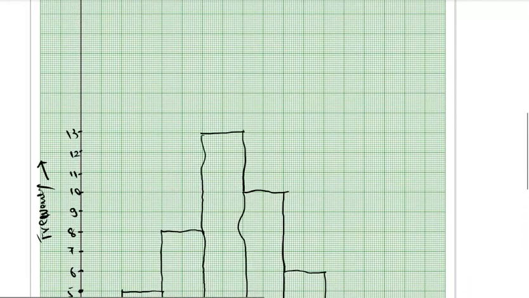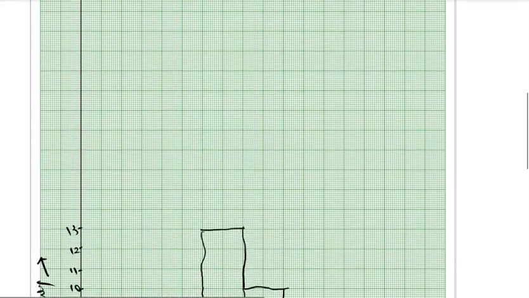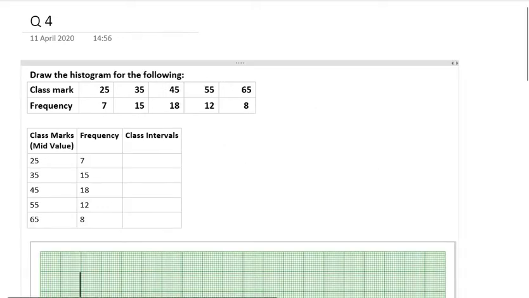So the scale looks so nice, right? So you've understood how to draw a histogram. Why I'm always saying bar graph, it's histogram. Okay, I'm making mistake, please excuse me for that.